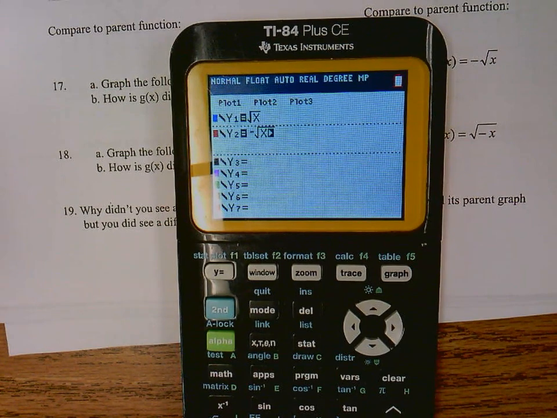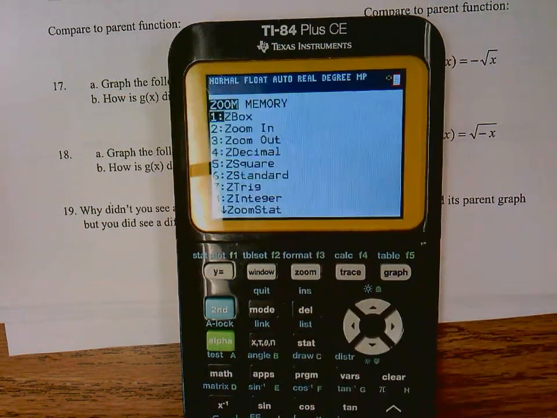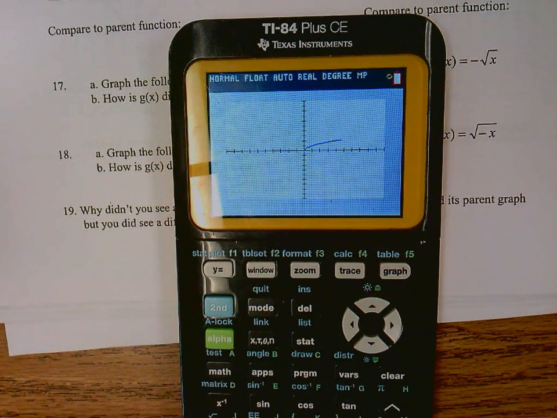And make sure you use the negative key. It's the little white key, not the big subtraction button. I don't know who used this calculator last, so I'm just going to hit zoom 6. The blue graph is the original square root function. We looked at this parent function yesterday. The red part of the graph is what happened to it. So how would you describe what happened to it?